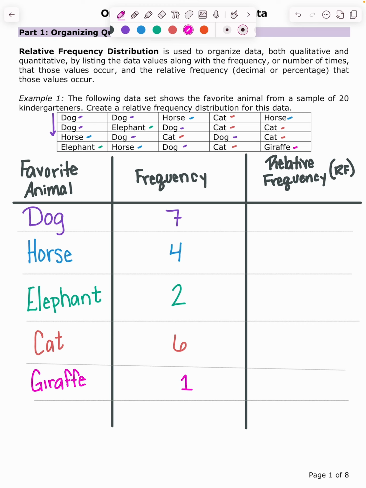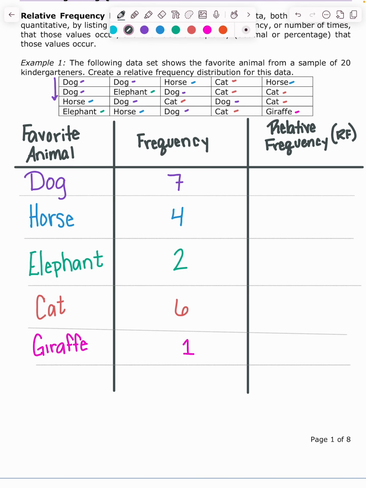The first way is I'm going to look back at my data set and make sure that every data item has a little mark next to it. The other way that I can do this is I'm going to scroll down just a little and make the last row in my table total. And I'm going to add up this frequency column. So 7 plus 4 is 11, 13, 19, and 20.